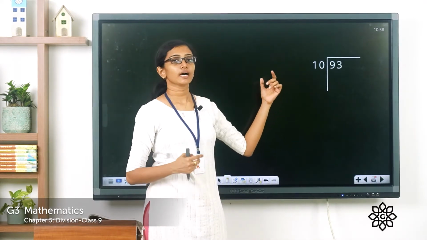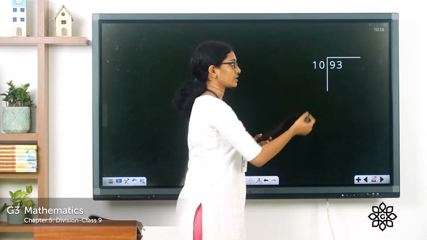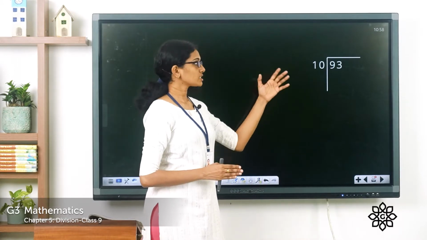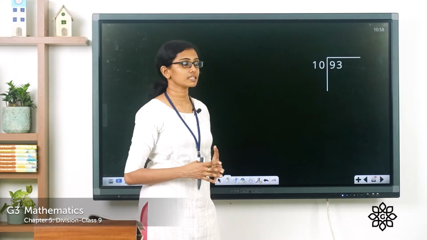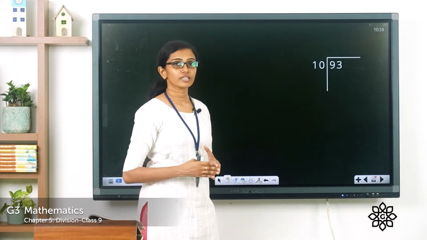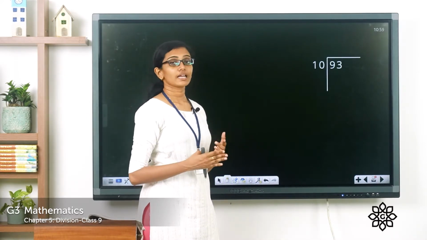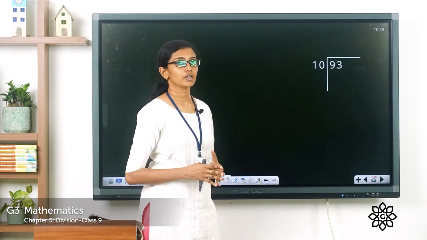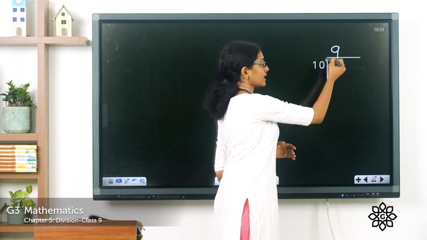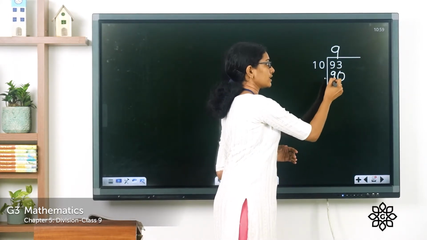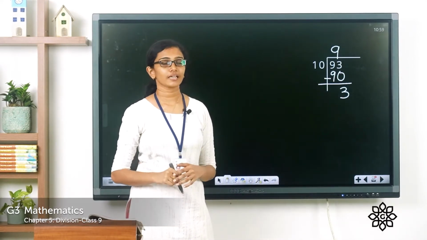Since we are dividing with a 2-digit number, let's consider the first 2 digits of the dividend, which is 93. And what is 93 by 10? Let's recite the table of 10. 10 ones are 10, 10 twos are 20, 10 threes are 30, 10 fours are 40, 10 fives are 50, 10 sixes are 60, 10 sevens are 70, 10 eights are 80, 10 nines are 90, but 10 tens are 100. So 10 nines are 90. That is enough. So let's write that 9 over here. 10 nines are 90. Then subtract the numbers and we get 93 minus 90 is equal to 3.